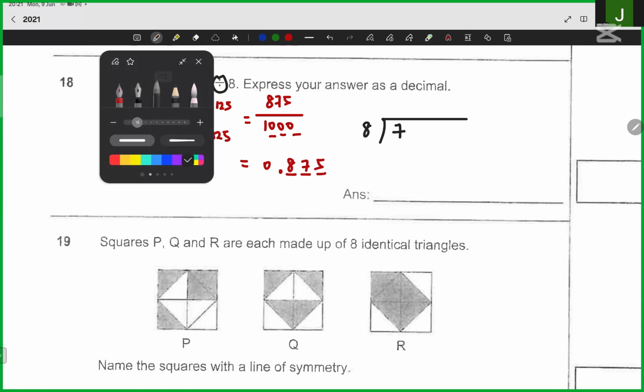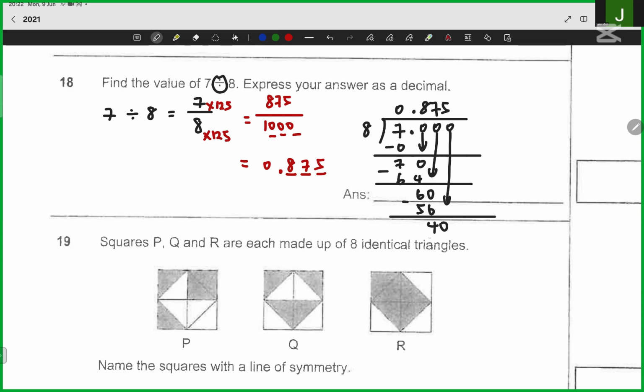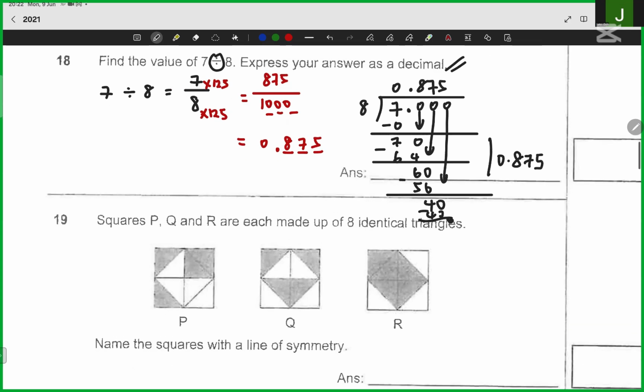That is one way. The other way is just to do long division on it. 7 decimal point, bring down 0, 8 times 8 is 64, minus, 6 bring down 0, 7 times 8 is 56, 4 bring down another 0, 5, 0.875. Leave your answer as a decimal. Take note that some of these questions will ask you to round off to 2 decimal places or 3 decimal places, so make sure you read the question. Don't just get the answer straight away. Must read the question.